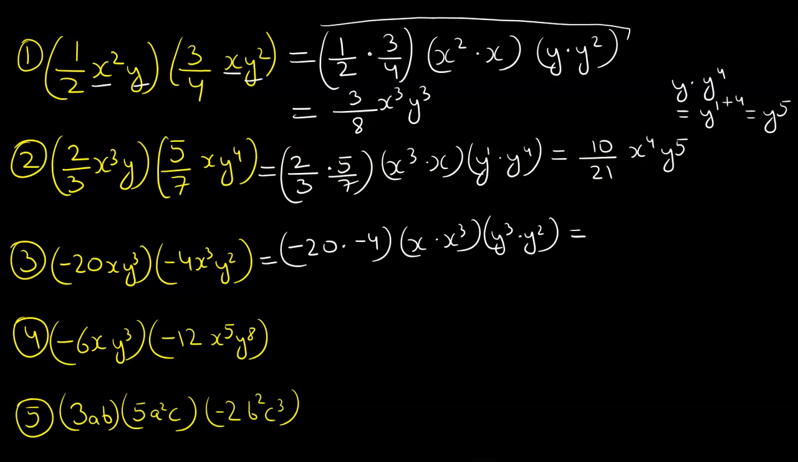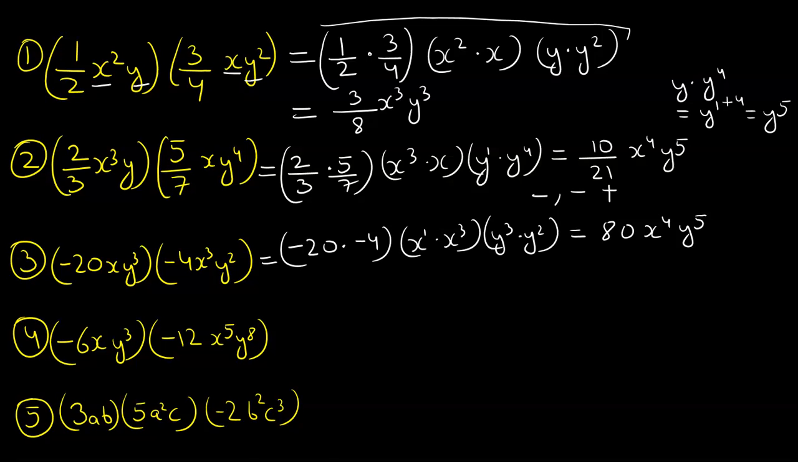Okay, so the answer will be negative times negative. When a negative sign is multiplied with a negative, we get a positive sign. So this will be positive 80. X times x cube, which is 1 plus 3, we get x to the power of 4, and then we get y to the power of 5.